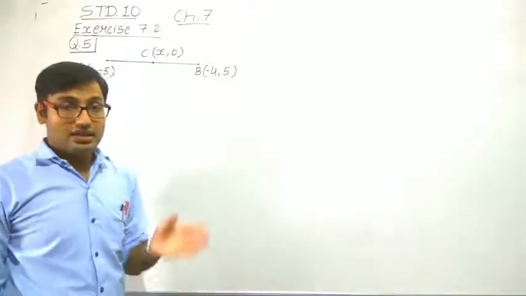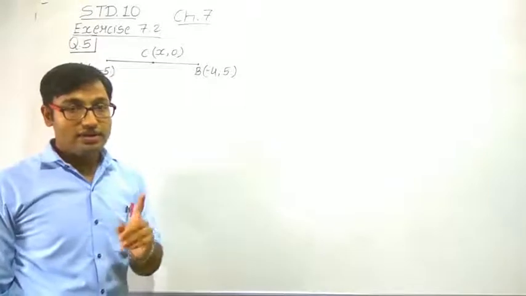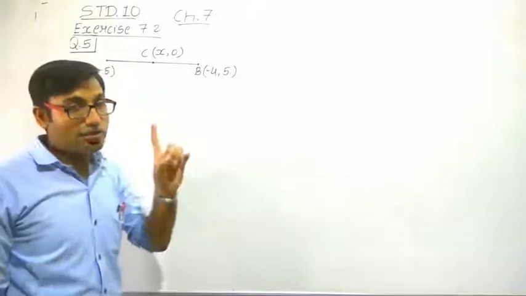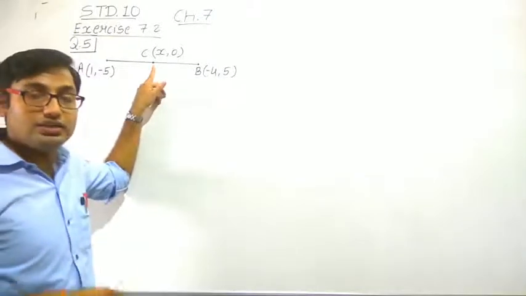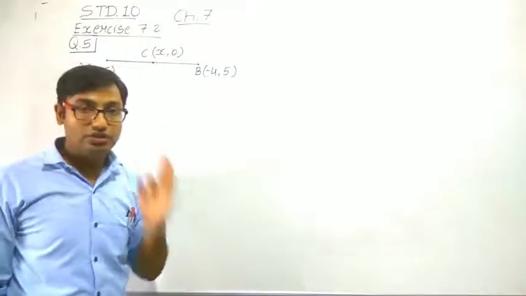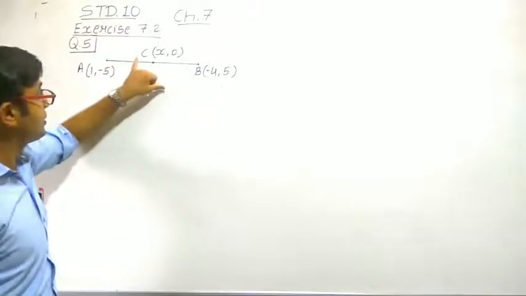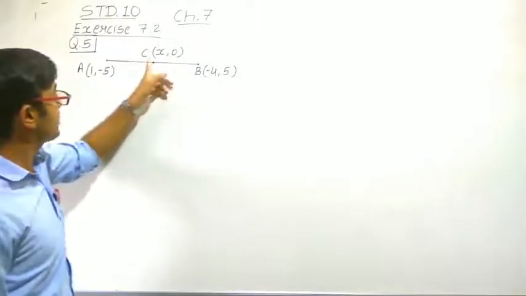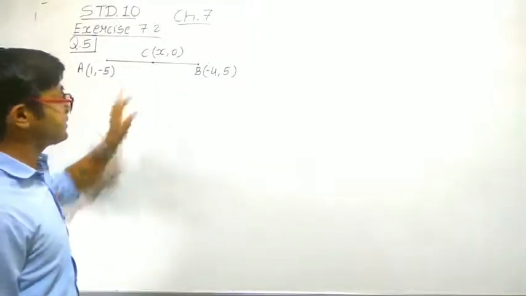We have said that the x-axis divides the line segment AB, and we know that when the x-axis divides this line segment, it will intersect in only one point, and the point is on the x-axis, so its y coordinate is what? 0. So let's suppose the point at which the x-axis divides the line segment joining AB is point C, so its y coordinate is 0, and let's suppose its x coordinate is x.